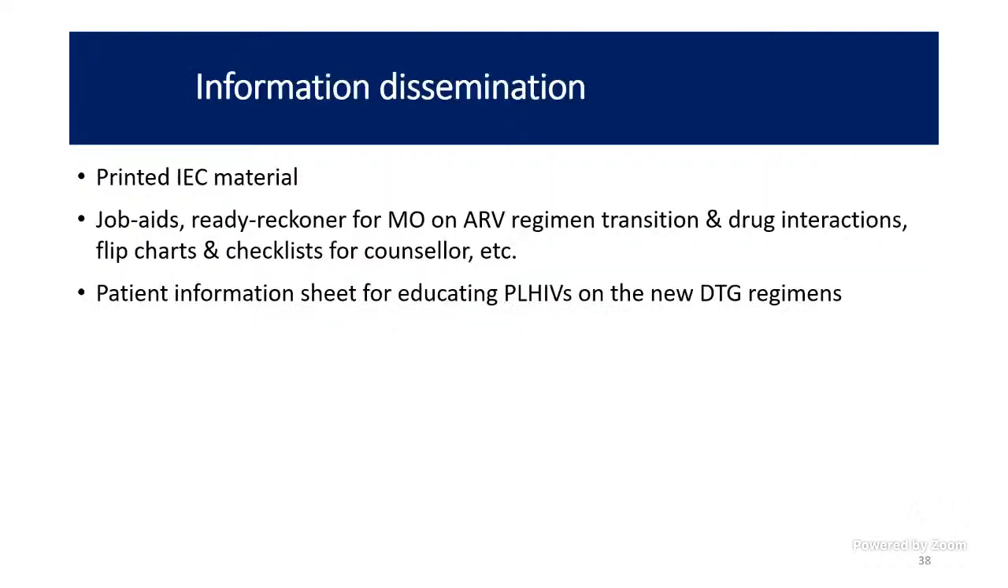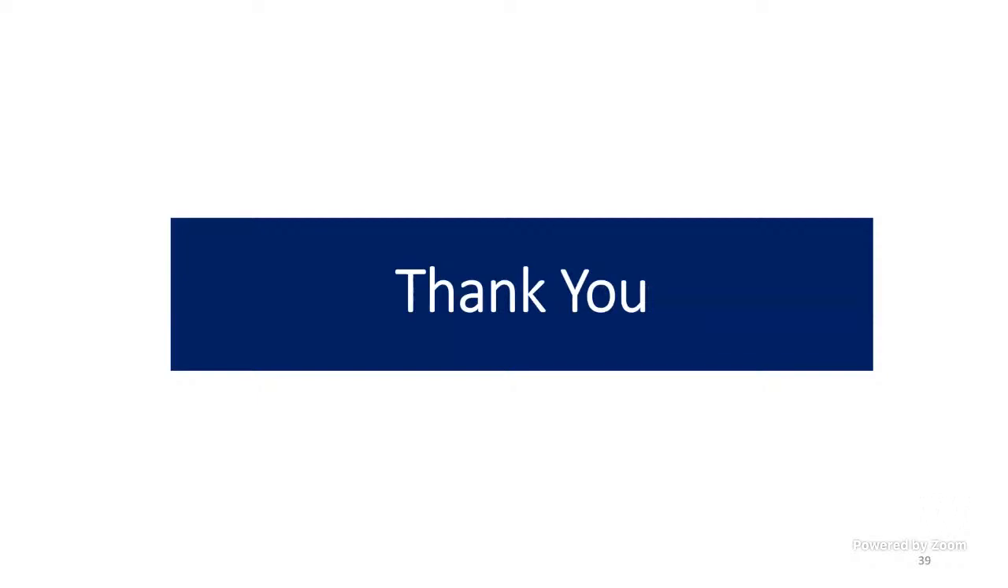Now, the information which we are telling patients can also be disseminated by posters and printed IEC materials, information materials. We can also help our medical officers and our staff with checklists, ready reckoners, and flip charts. And patient information sheets can be kept ready at the ART centers, and the patients can flip through them if they have any query. And that's the end of my discussion. I hope it was understandable to everyone. And if you have any questions, I'm ready to answer them.